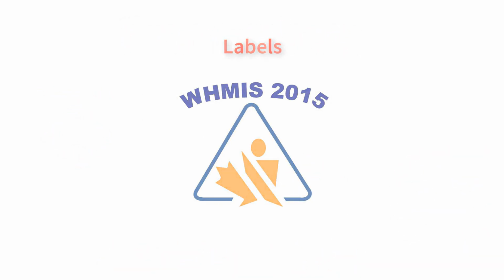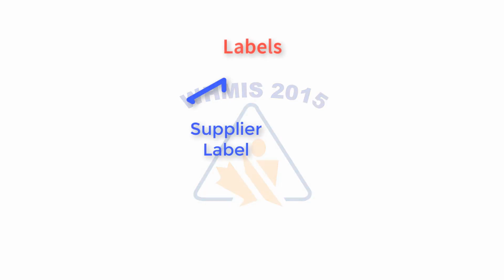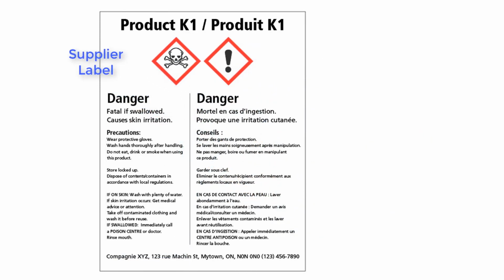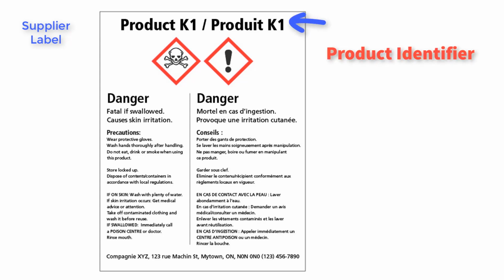Labeling is the second major component to WHMIS. The two main kinds of labels are supplier and workplace. According to the Hazardous Product Regulations, a supplier label must contain 7 detailed items of information about the product and its hazard. The first 4 required items of information on the WHMIS supplier labels are product identifier.